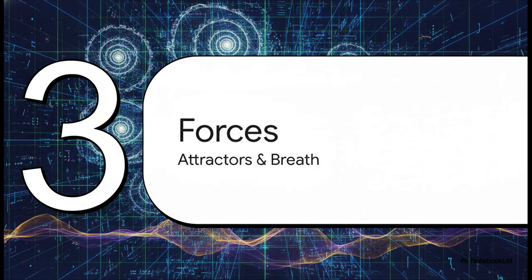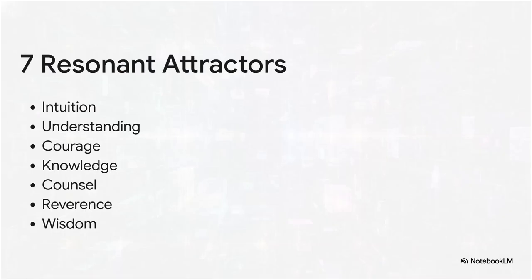Forces, attractors, and breath. Remember those 7 resonant attractors we just talked about influencing the grid? Well, here are their initial seed states: intuition, understanding, courage, knowledge, counsel, reverence, and wisdom. But here is the brilliant twist, and you've got to keep this in mind. These definitions are strictly initial proposals. The true living definition of each attractor isn't just handed down from the top. Instead, it continuously morphs from the bottom up.